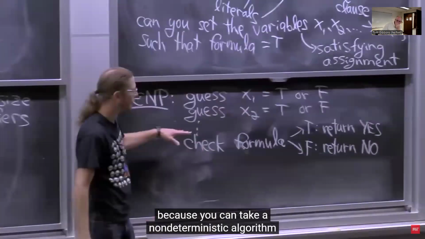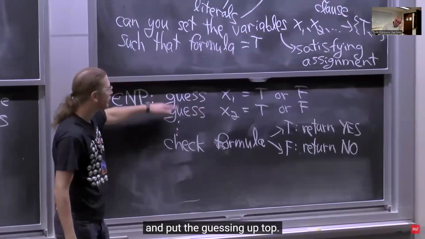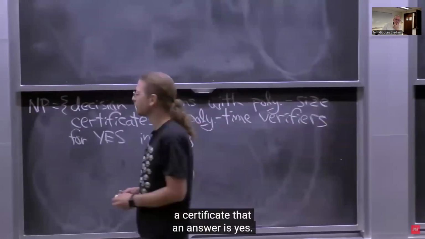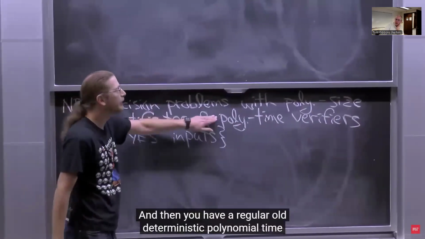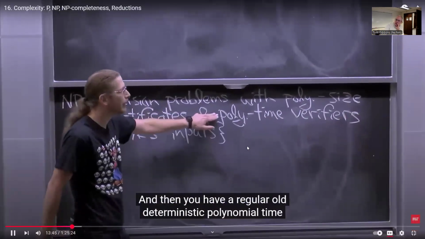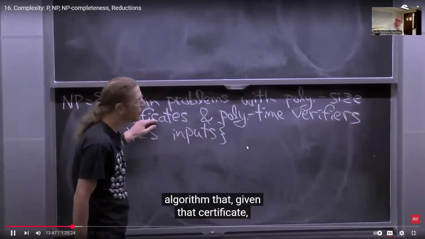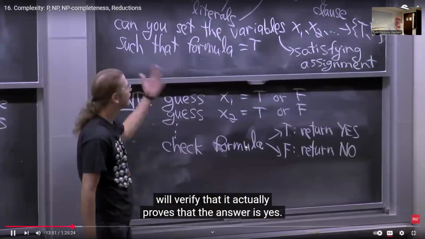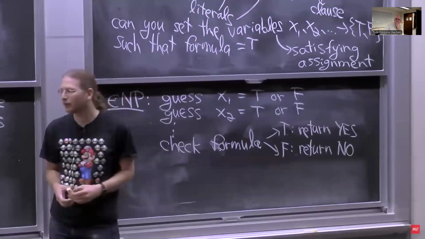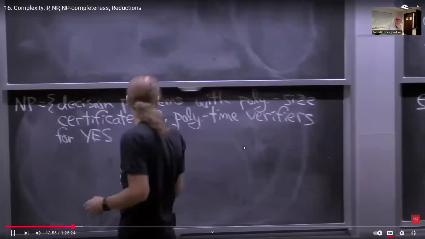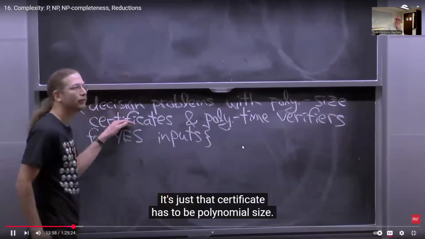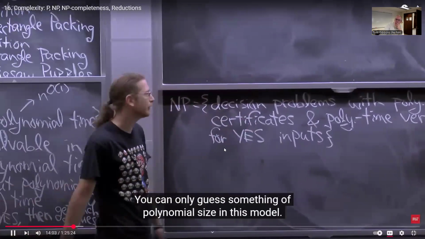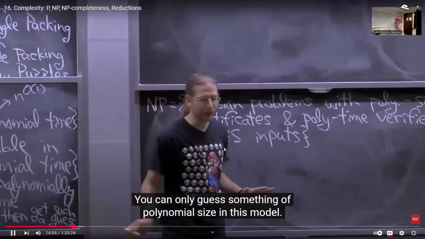You can take a non-deterministic algorithm and put the guessing up top. You can call the results of those guesses a certificate that the answer is yes. And then you have a regular old deterministic polynomial time algorithm that, given that certificate, will verify that it actually proves that the answer is yes. The certificate has to be polynomial size. You can't guess something of exponential size. You can only guess something of polynomial size.